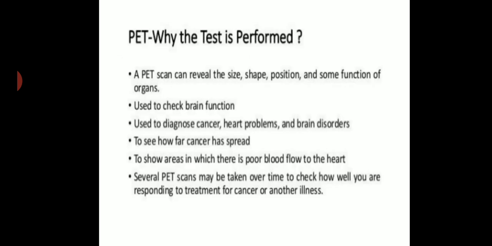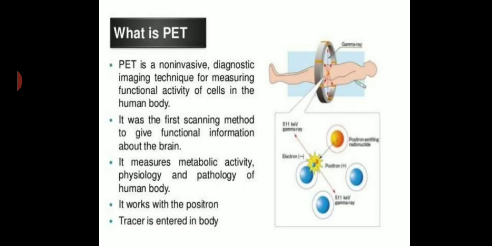Why is the test performed? A PET scan can reveal the size, shape, position and some functions of organs. It is used to check brain functions, used to diagnose cancer, heart problems and brain disorders, to see how far cancer has spread, to show areas in which there is poor blood flow to the heart. Several PET scans may be taken over time to check how well you are responding to treatment for cancers or other illness.